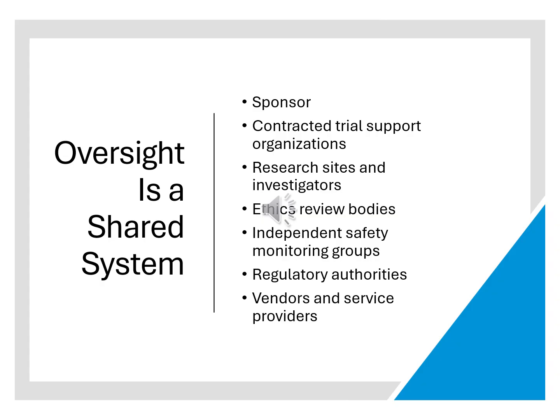Problems often occur when oversight responsibilities are unclear, when communication breaks down, or when an organization assumes someone else is managing the risk. As future clinical research leaders, you need to be able to map oversight responsibilities quickly. When a problem occurs, you should be able to answer who owns the issue, who needs to be informed, what is the escalation pathway, and what documentation is required.